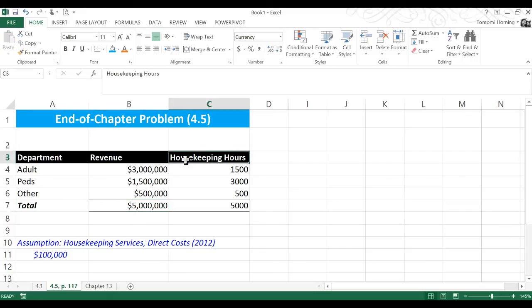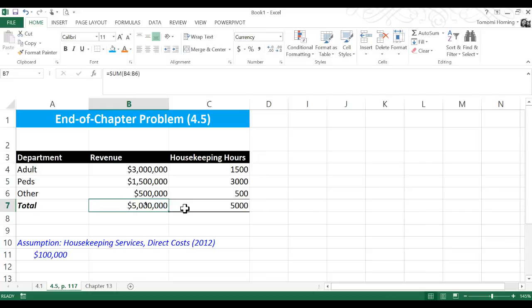The second cost driver is housekeeping hours, and you can see the actual number of hours utilized by each of the departments. The adult department used 1,500 hours versus the other departments using 500 hours. And they're both totaled. These cost drivers are totaled.